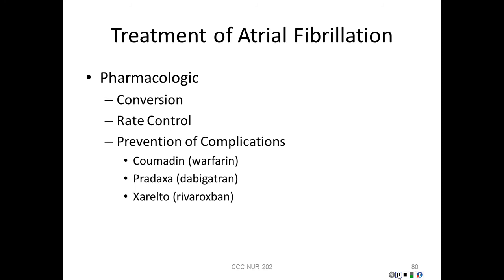Now, Pradaxa and Xarelto are new drugs that are on the market for treatment of atrial fibrillation. Both are very expensive drugs. Pradaxa is anywhere from $120 to $160 a month. Pradaxa also has to be given twice a day. And Pradaxa and Xarelto have no antidote. There's no way to reverse them. So if someone develops a bleed, you really have a problem at that point in time.